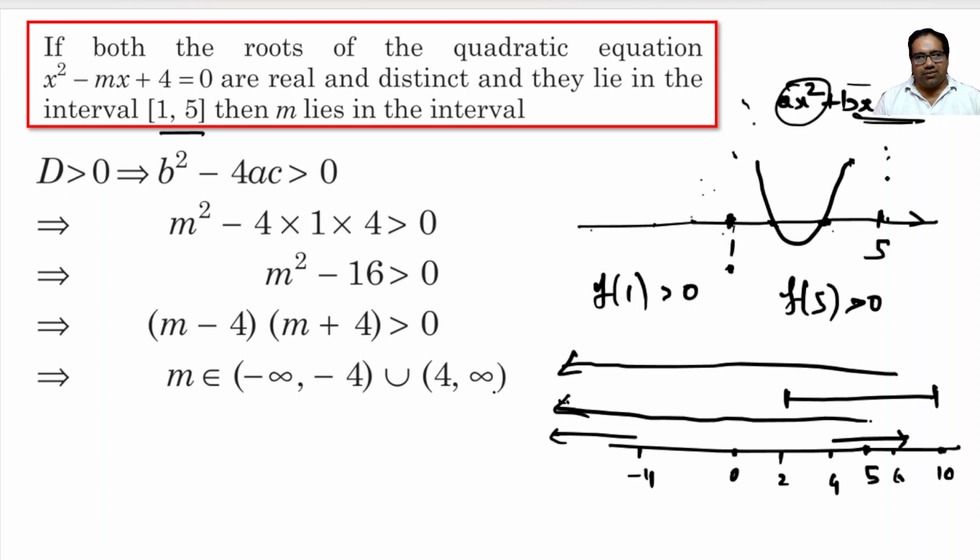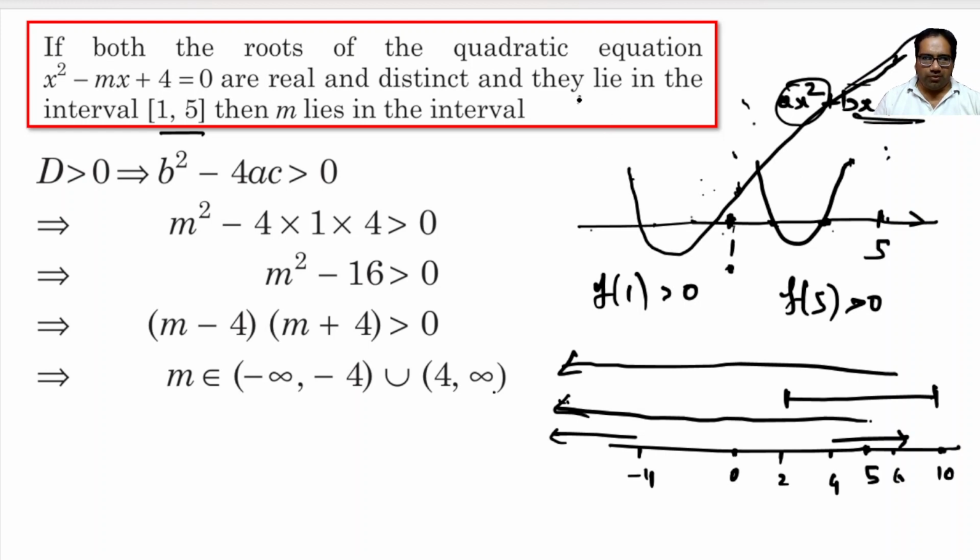f of 1 is greater than 0, f of 5 is greater than 0, and b square minus 4ac is greater than 0. Is that sufficient? That is not sufficient. Why? Because we can still draw a graph like this. Okay, in this case also f of 1 is greater than 0, f of 5 is greater than 0.